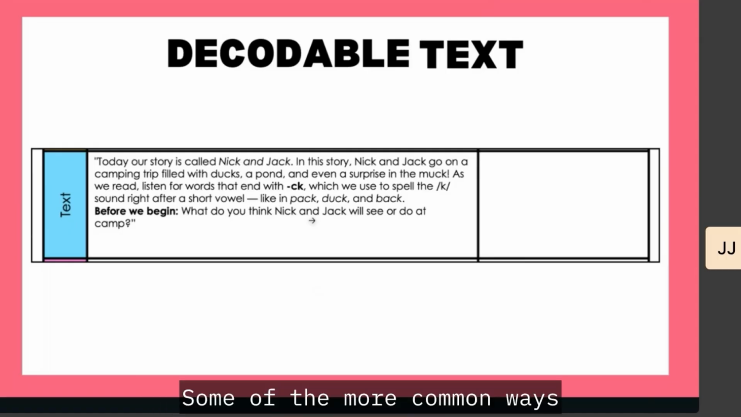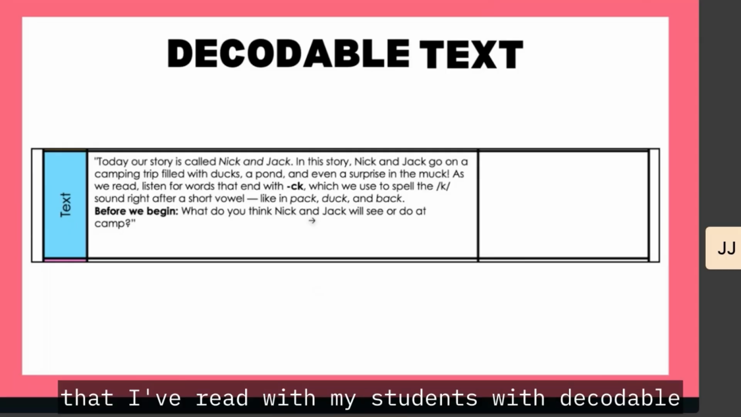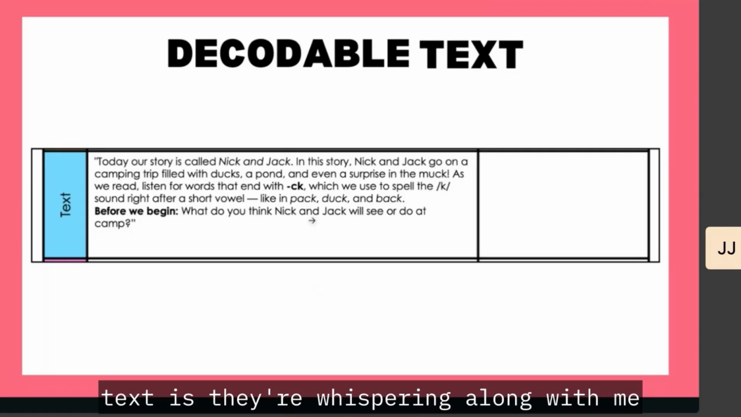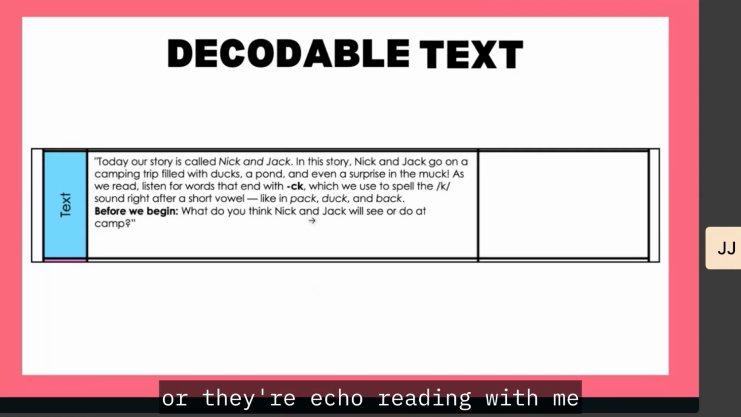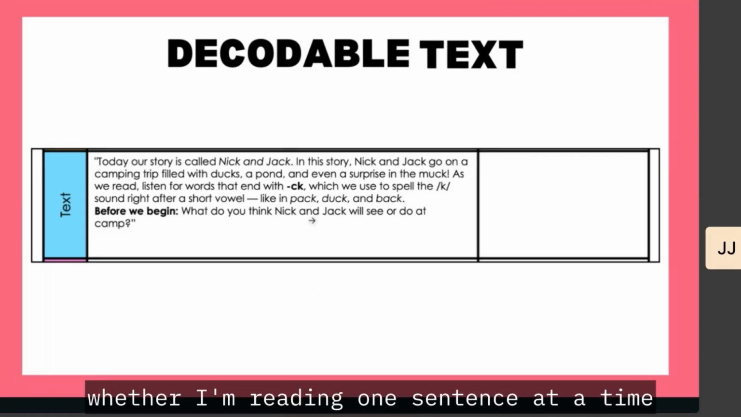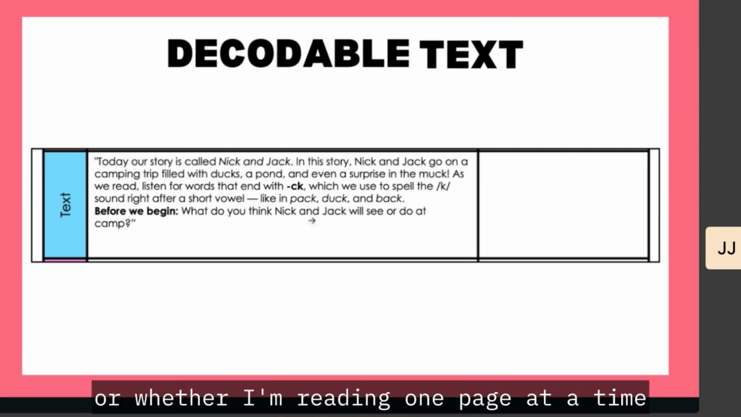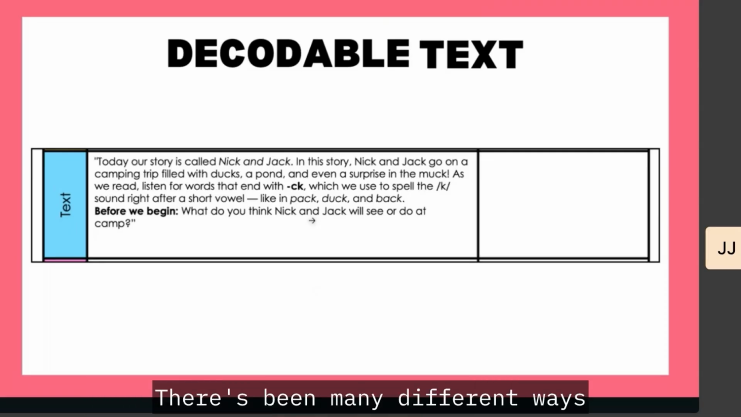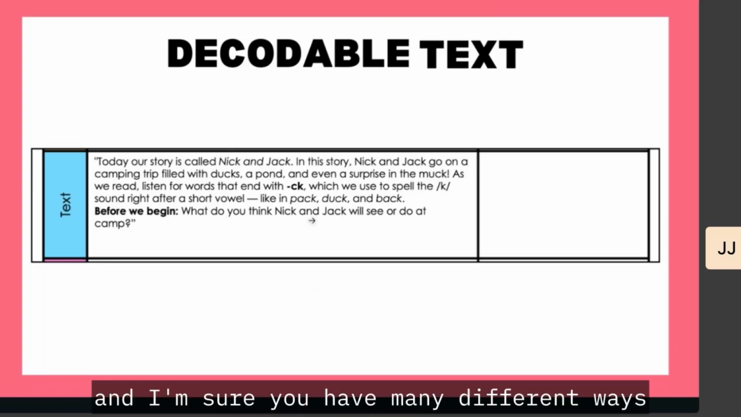Some of the more common ways that I've read with my students with decodable text is they're whispering along with me, or they're echo reading with me, whether I'm reading one sentence at a time and they repeat, or whether I'm reading one page at a time. There's been many different ways that I've done it before, and I'm sure you have many different ways that you do with your students.